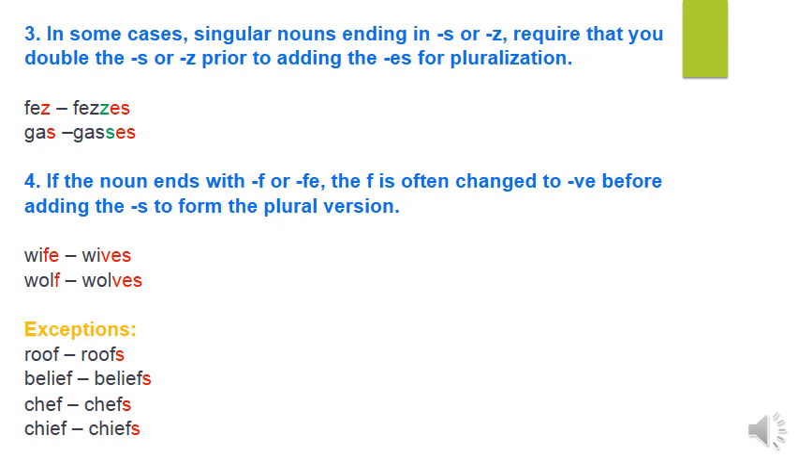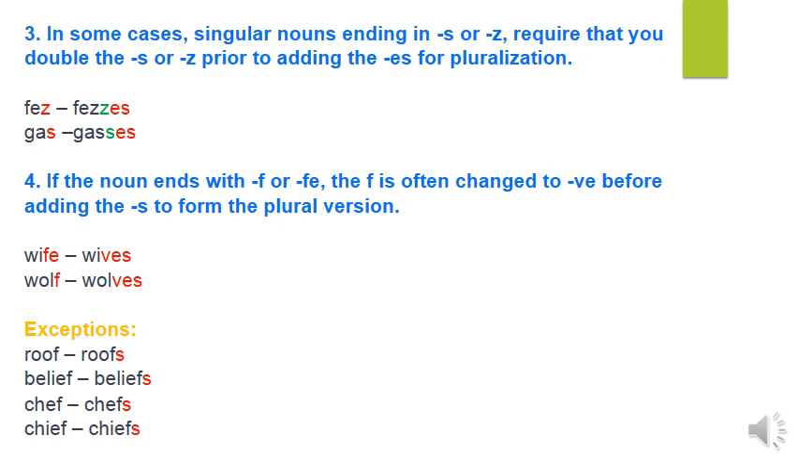Rule number 3 says that in some cases, singular nouns ending in s or z require that you double the s or z prior to adding the es for pluralization, like fez and gas. So these are special cases. You have to double the final letter in the word, and then you add es, such as fez, fezzes, gas, gases.